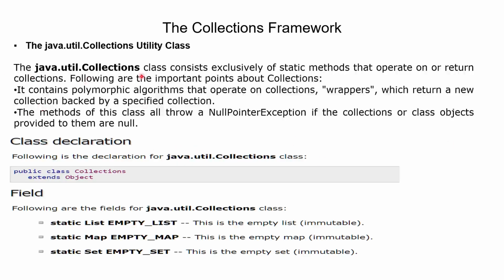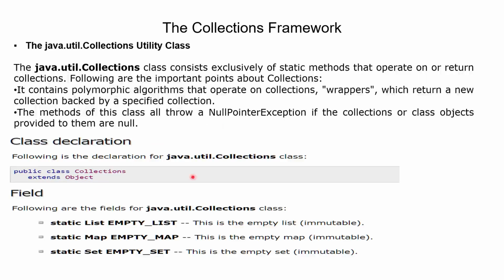So let's take a look at the Java Collections utility class. The Java Utility Collections class consists exclusively of static methods that operate on or return collections. So collections are what are returned. The following are important points about collections. Collections contain polymorphic algorithms that operate on collections, and wrappers which return a new collection backed by a specified collection. The methods of this class all throw the null pointer exception if the collections or objects provided to them are null. So if we have any null values, we're going to get the null pointer exception.